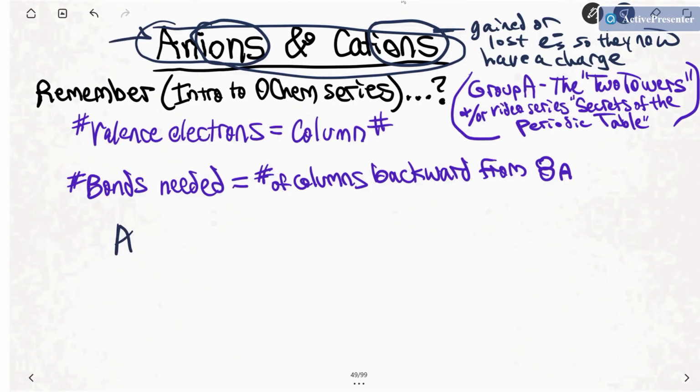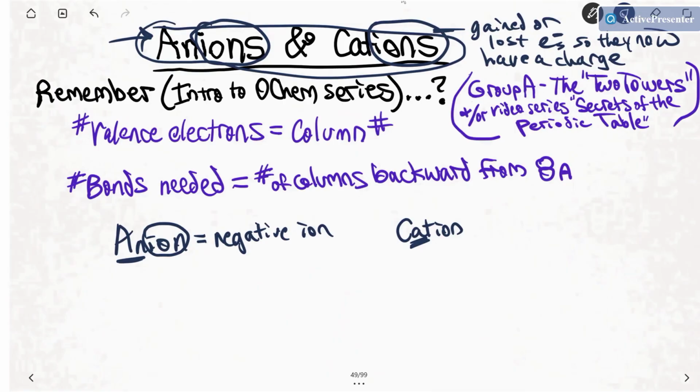So anion, the first one right here, this is a negative ion. In contrast to that, a cation, prefix cat, a cation is going to be a positive ion charge. And if you forget which one is which, see how cation has a plus in it and anion does not have a plus in its letters.